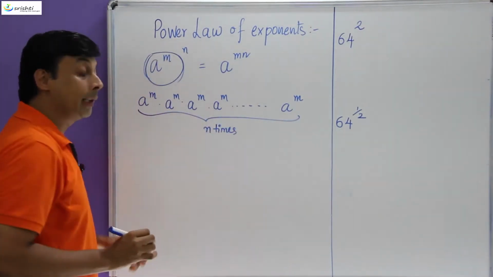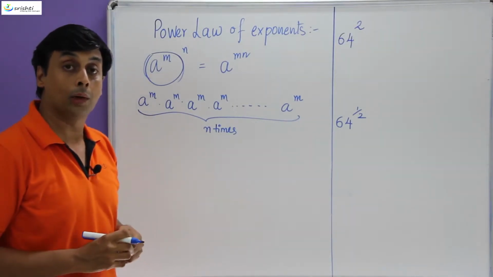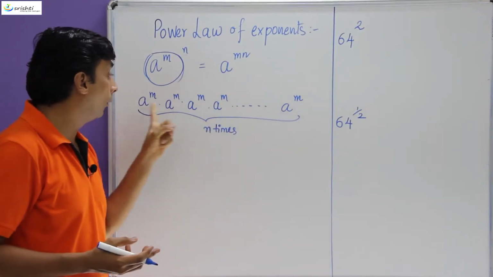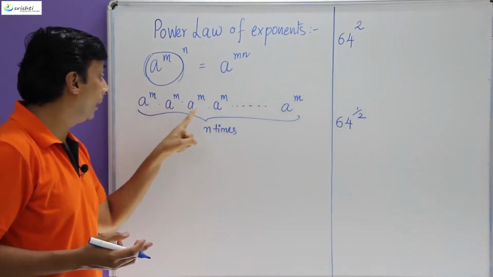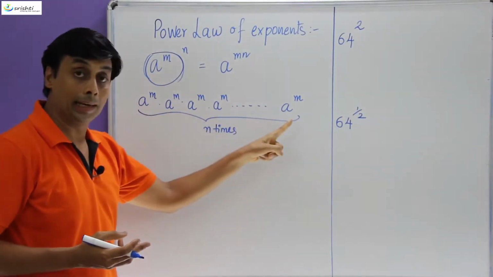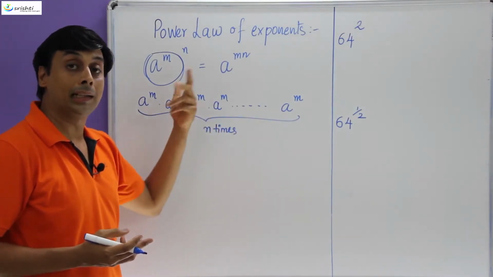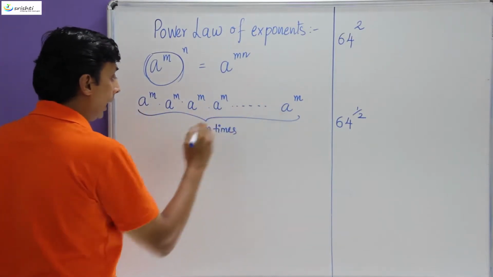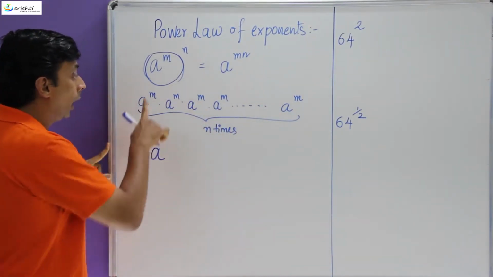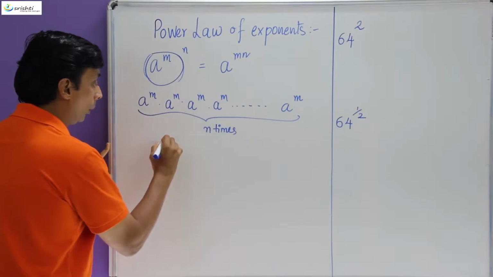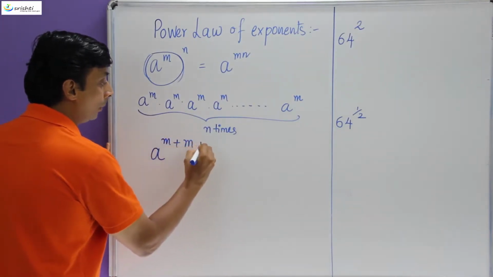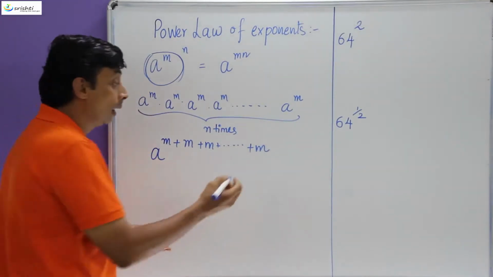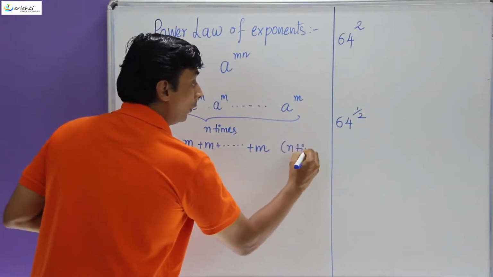Now do you recall what is the product law of exponents? The product law of exponents said that if you multiply different exponents having the same base, so the base here is a, you can basically add the powers. So here the base is a throughout, so I can simply add the powers. It would be m plus m plus m and so on. How many number of times will you add this? You will add this n number of times.